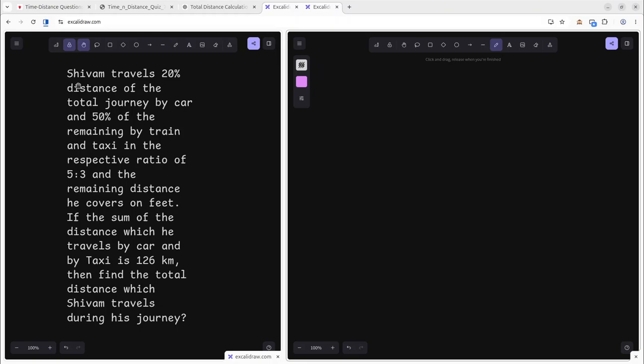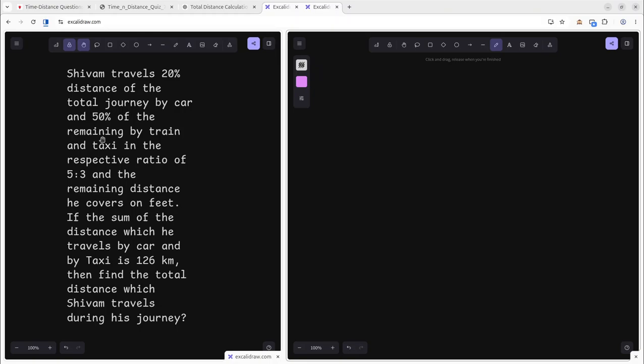Shivam travels 20% distance of the total journey by car and 50% of the remaining by train and taxi in the respective ratio of 5:3, and the remaining distance he covers on foot. If the sum of the distance which he travels by car and by taxi is 126 km, then find the total distance which Shivam travels during his journey.